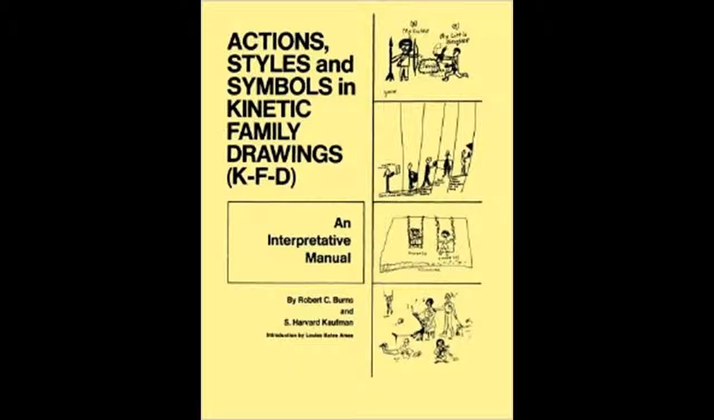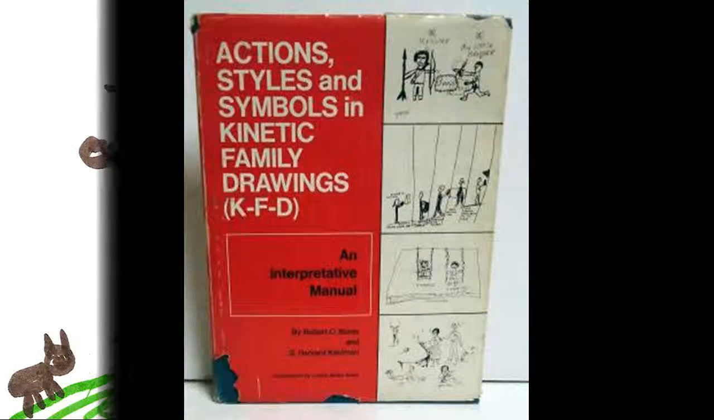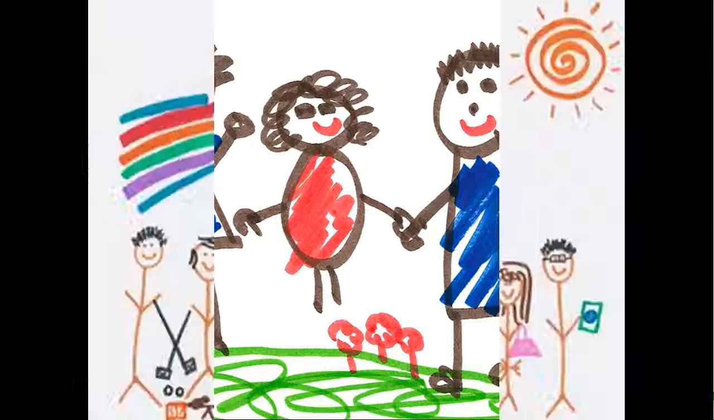The Kinetic Family Drawing Test, or KFD, was developed in 1970 by Burns and Kaufman. This was an adaptation of a similar test by the same researchers known as the Family Drawing Test. The Family Drawing Test simply asks an individual to draw themselves and each member of their family. The Kinetic Family Drawing takes this a step further by asking them to draw themselves with their family doing something.